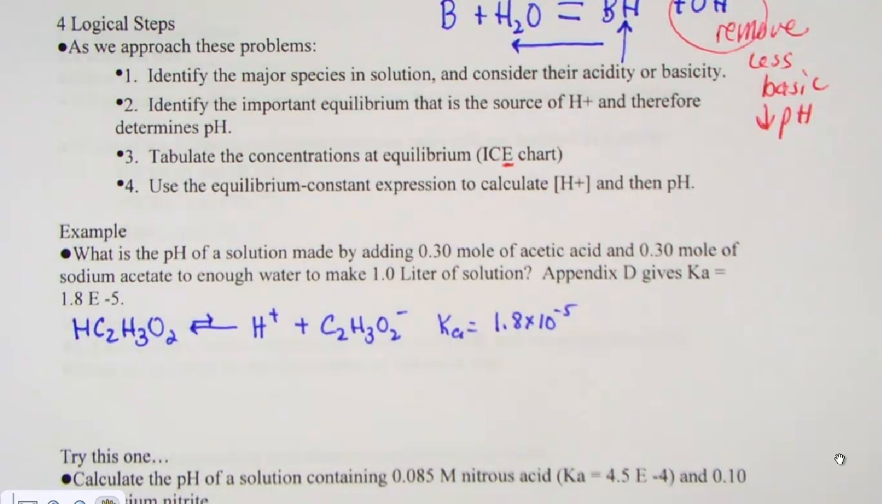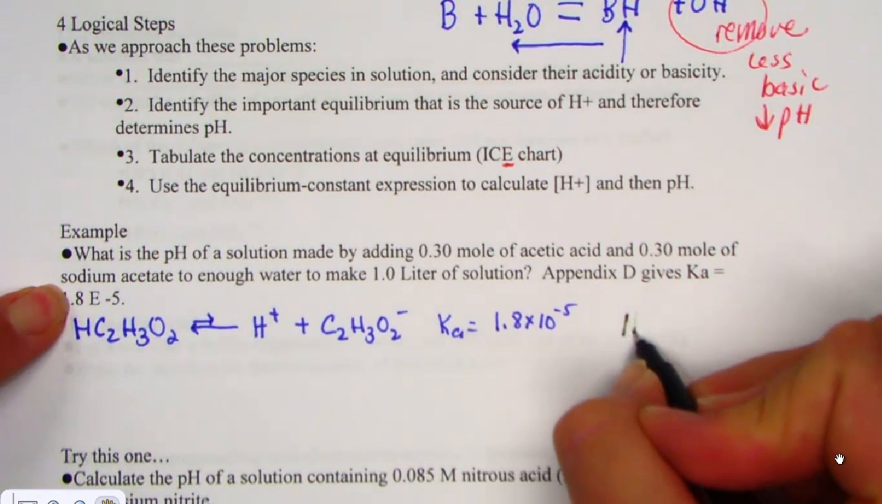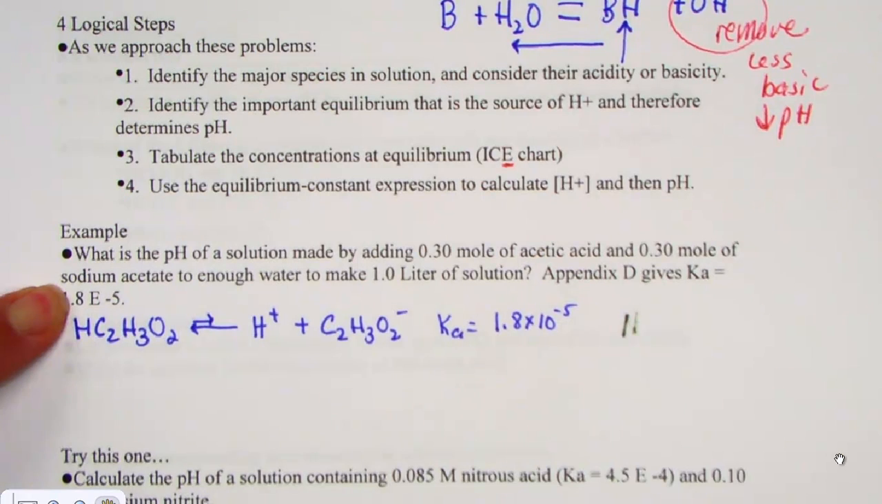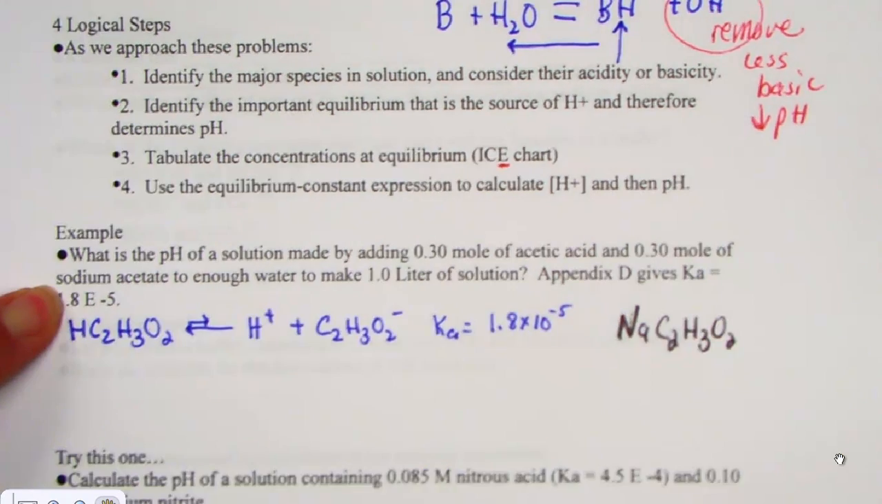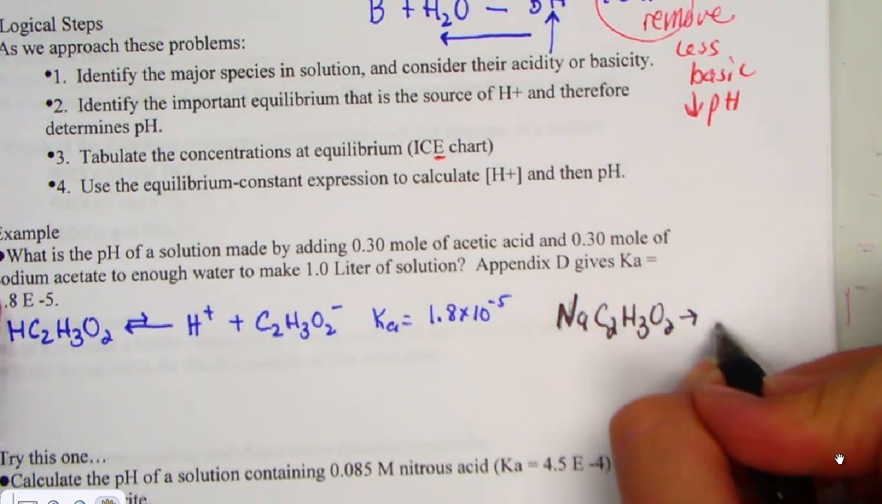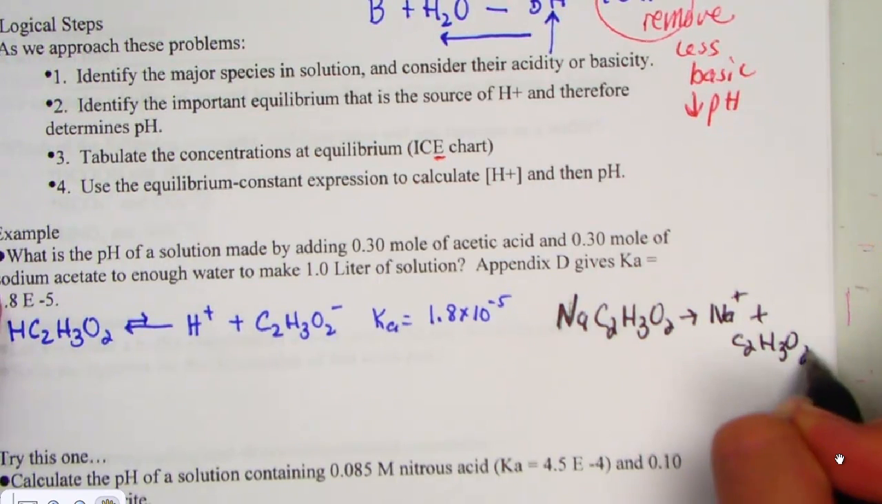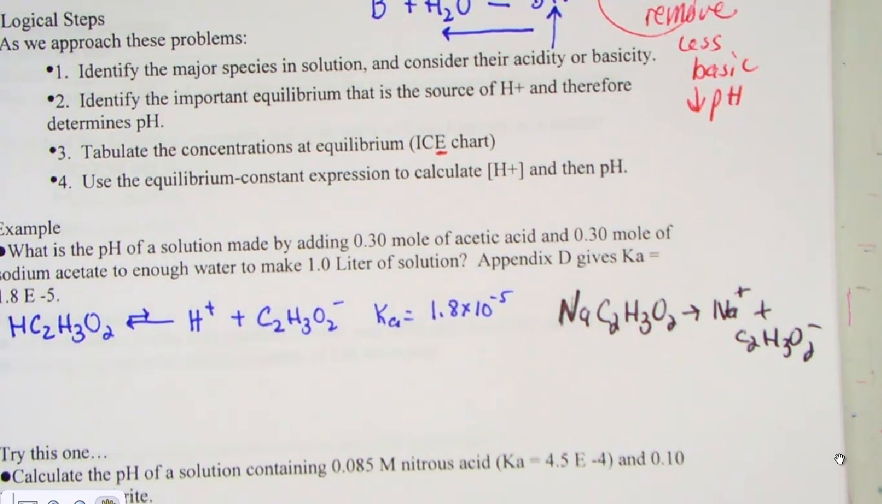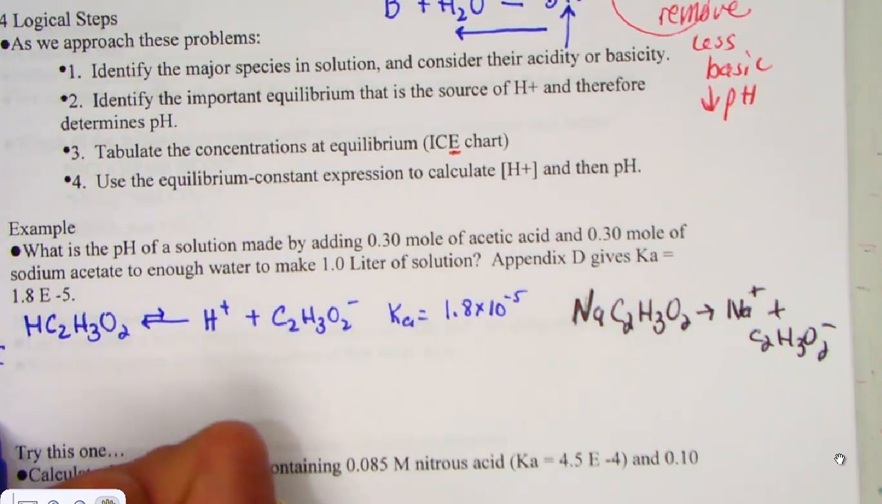But we also have a competing reaction in the same solution. We have sodium acetate. Now this is a salt, and the very definition of a salt says 100% of it is going to ionize. It's going to give us sodium ions and acetate ions. There's no equilibrium for a strong electrolyte. It 100% dissociates. But there is an equilibrium for the acetic acid.